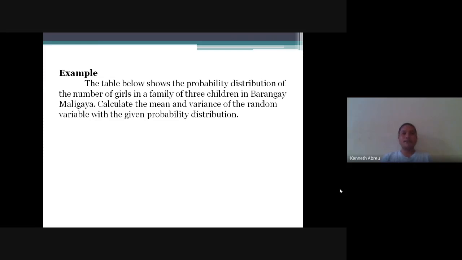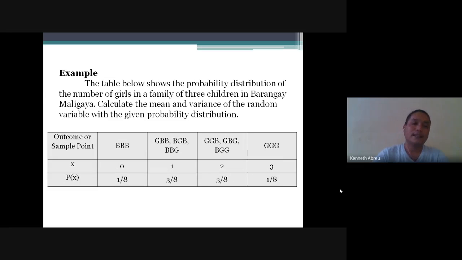Okay, let's have this example. The table below shows the probability distribution of number of girls in a family of 3 children in Barangay Maligaya. So calculate the mean and the variance of the random variable with the given probability distribution. Yan. Outcome or sample point. Yung ating mga probability of X kapag lahat ay lalaki, that would be 0. GBB, BGB, BBG, isa yung babae, so that would be the outcome. Kapag naman dalawa yung babae, at kapag naman tatlo yung babae.